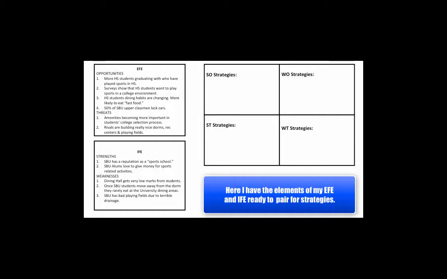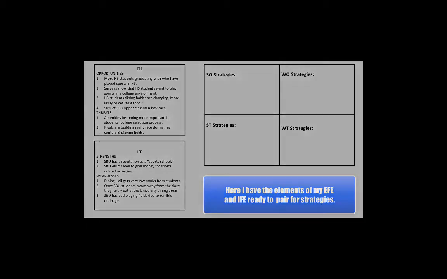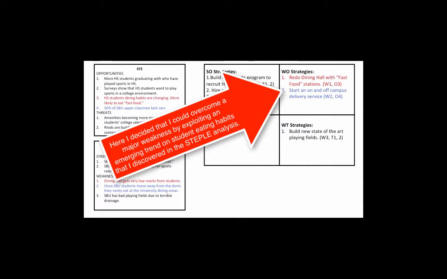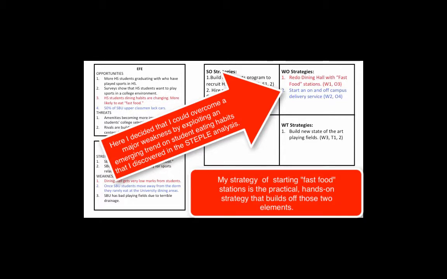So let's use this technique on a real example, our university. Here I have the elements of my EFE and IFE ready to pair for strategies. I've constructed some strategies by combining the various strengths, weaknesses, opportunities, and threats. Here I decided that I could overcome a major weakness by exploiting an emerging trend on student eating habits that I discovered in the STEEPLE analysis. My strategy of starting fast food stations is a practical hands-on strategy that builds off these 2 elements.